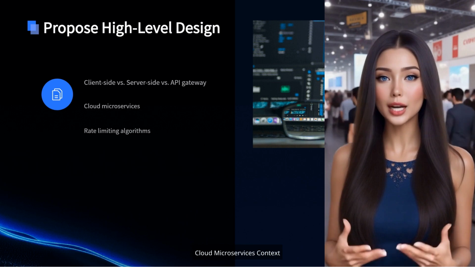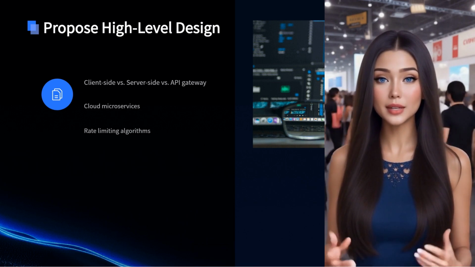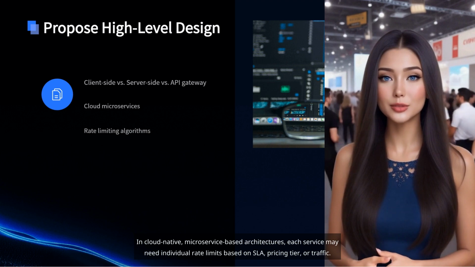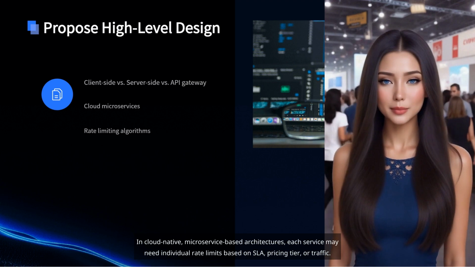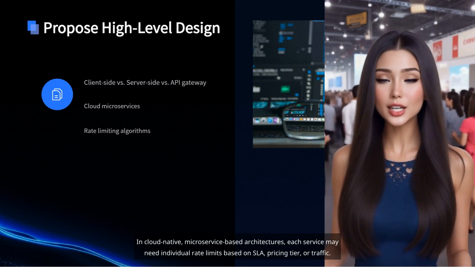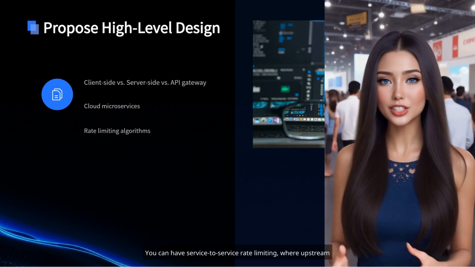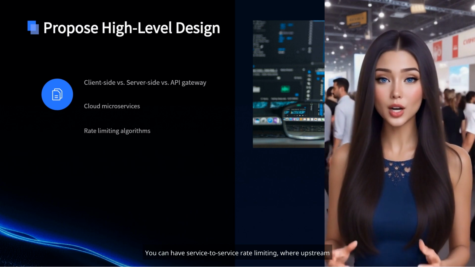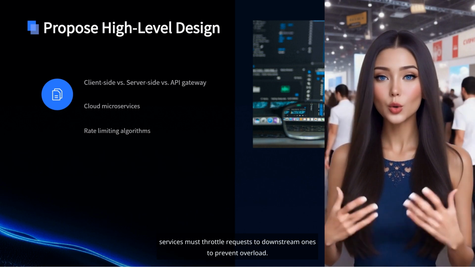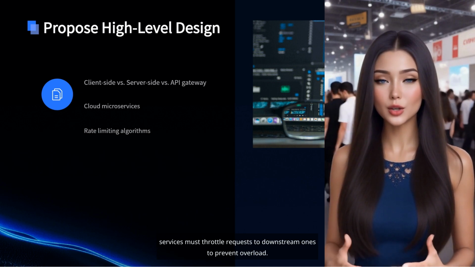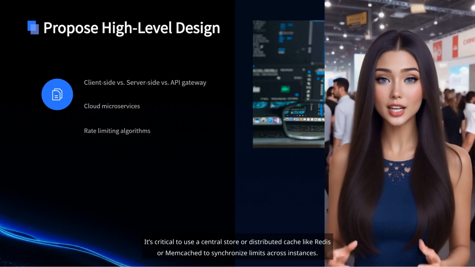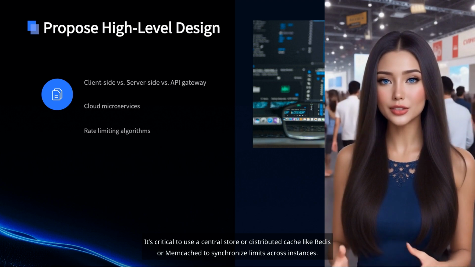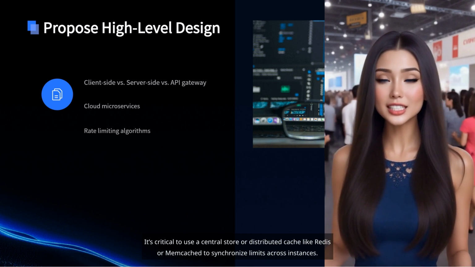2. Cloud microservices context. In cloud-native, microservice-based architectures, each service may need individual rate limits based on SLA, pricing tier, or traffic. You can have service-to-service rate limiting, where upstream services must throttle requests to downstream ones to prevent overload. It's critical to use a central store or distributed cache like Redis or Memcached to synchronize limits across instances.